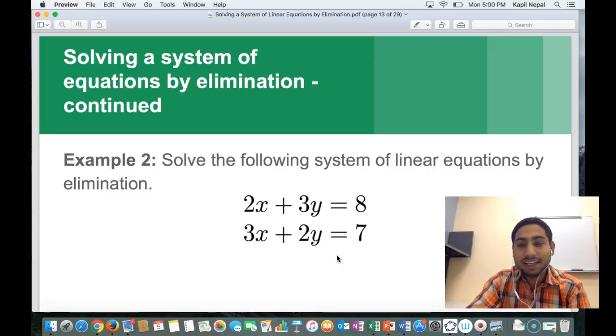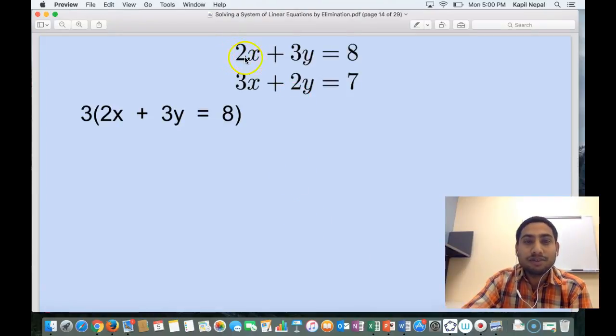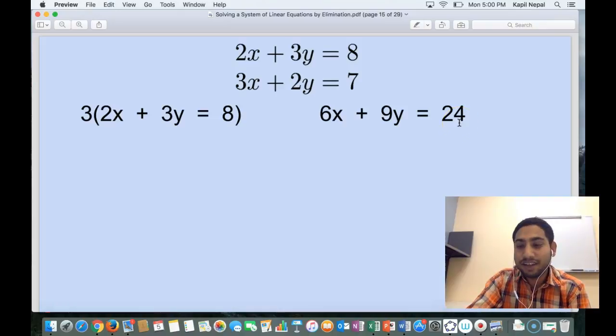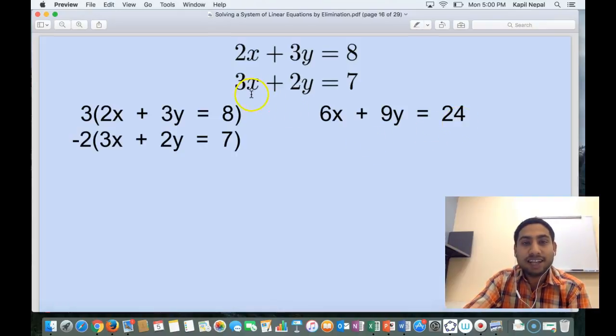So what we can do instead is multiply either one or both of these equations, depending upon the problem, by different numbers. That way we end up with an equivalent system where we can indeed cancel terms. So if I were to, for example, multiply this first equation by 3, you distribute this 3 to each of these terms, and I end up with 6x plus 9y equals 24. Now I'm going to multiply the second equation by negative 2. And that's going to give me negative 6x minus 4y equals negative 14.